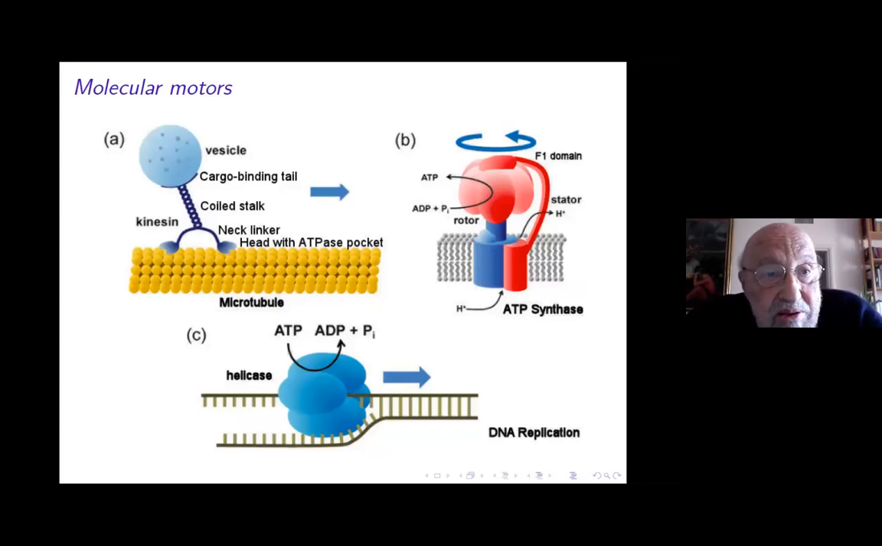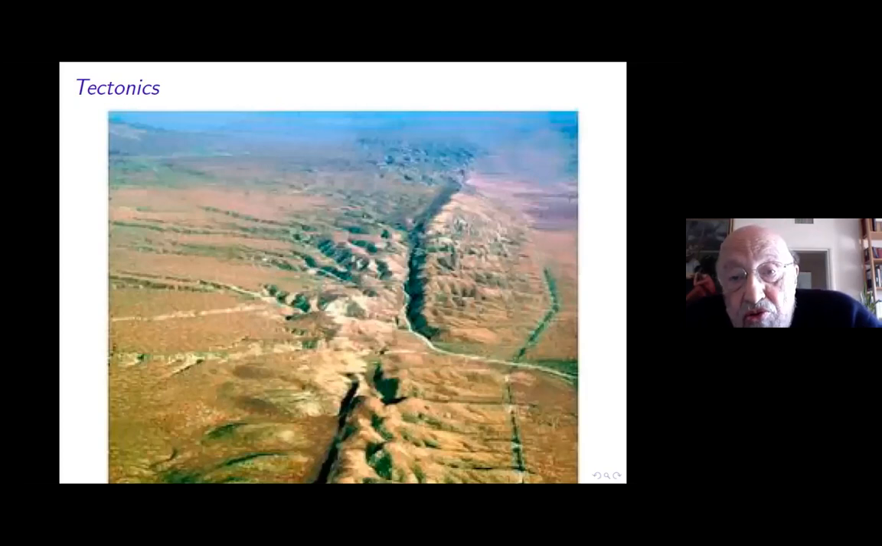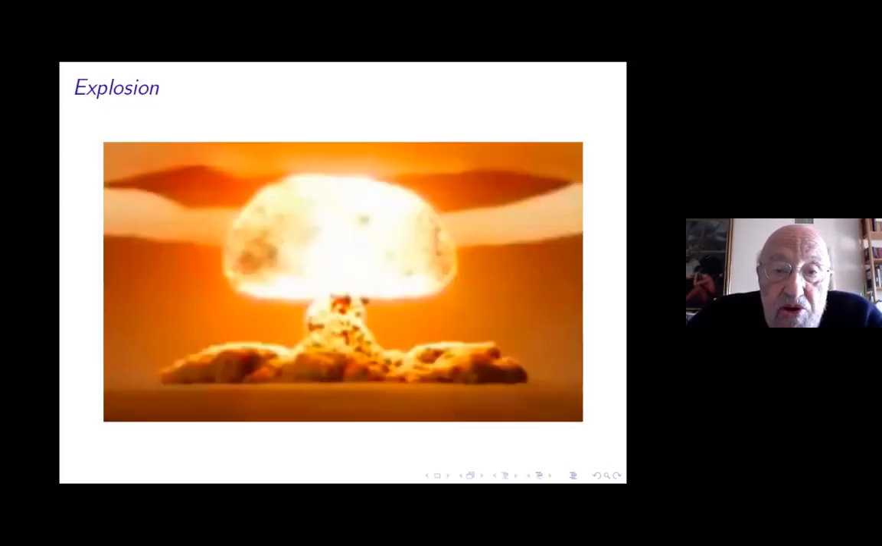Then you go into the microscopic world, and then biology. For example, let's take the case of molecular motors. When you wave your hand, there are billions of molecular motors which transform chemical energy into mechanical movement. And that also happens out of equilibrium. Then on a slow scale, you have, for example, earthquakes and tectonics. And finally, you have explosions, a typical non-equilibrium phenomenon.